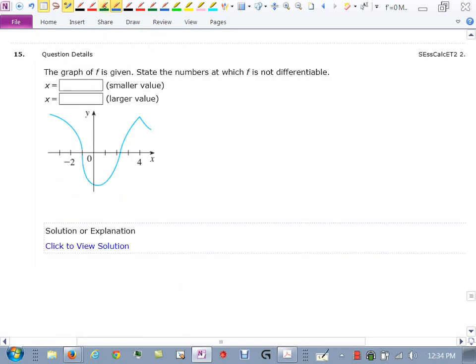Okay, here we have a vertical tangent line. The slope of a vertical line is undefined. Therefore, the derivative, it's not differentiable there. So -1 looks like that's where that happens. And then everything else is okay until I get to, again, this cusp. That happens at 4.